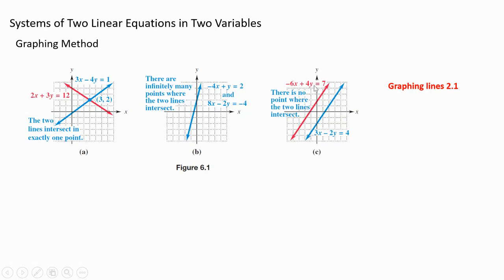And then on C here, on the far right, you see these two lines do not intersect. We have negative 6x plus 4y equals 7 and 3x minus 2y equals 4, which means the lines are parallel. They never intersect. So for C, there's no solution. Okay, now let's see how they're going to look.